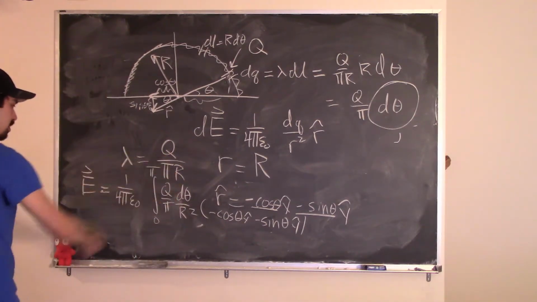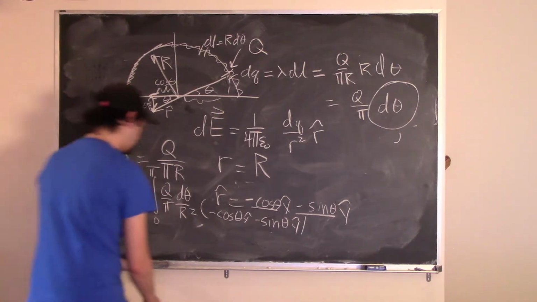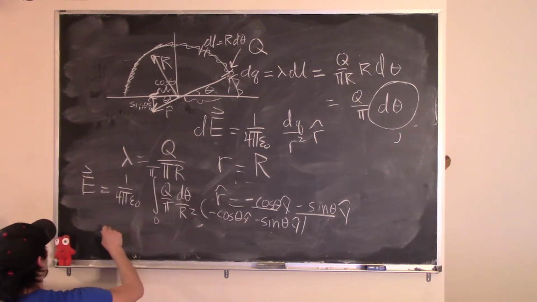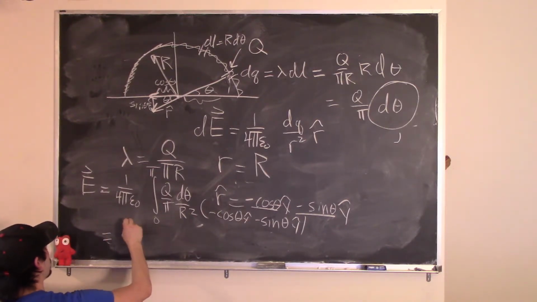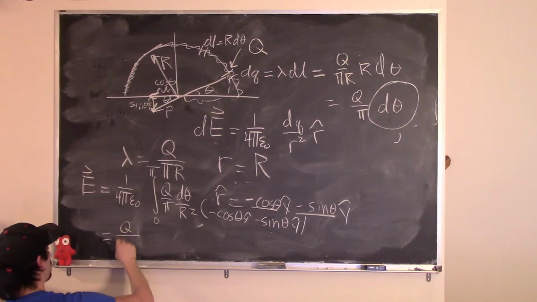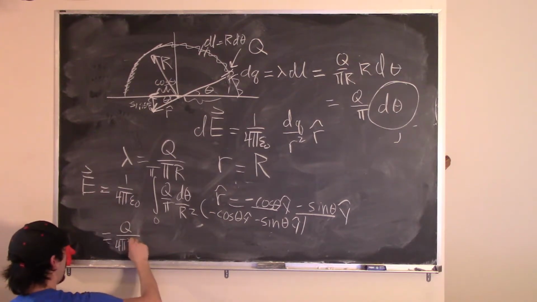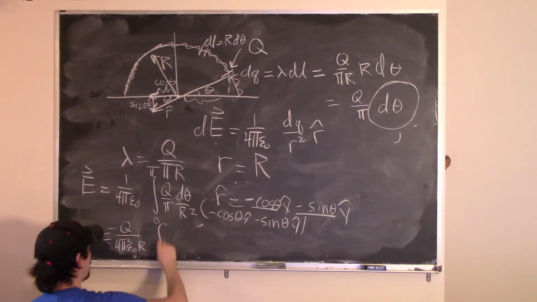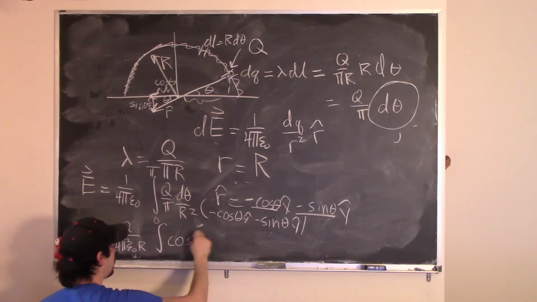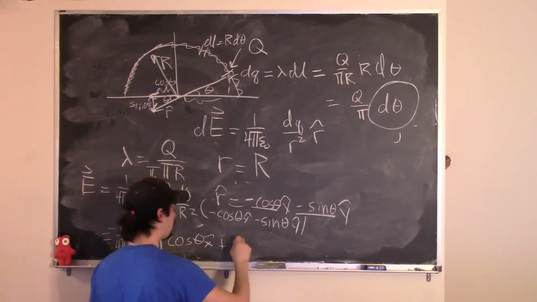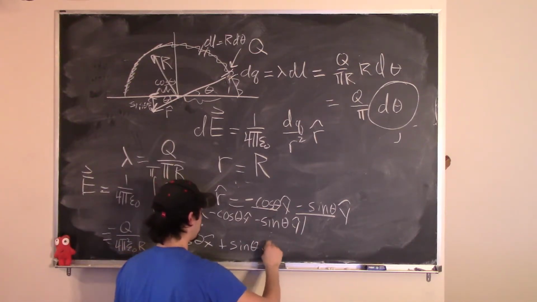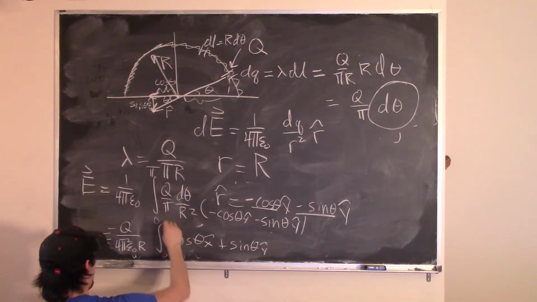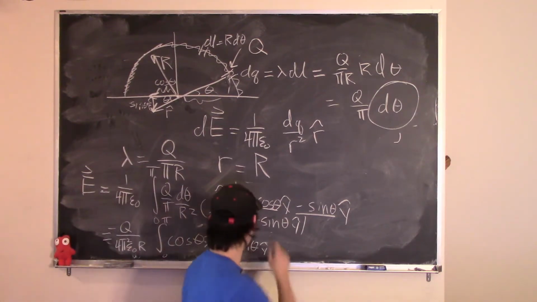So let's pull out some of the constants here and then do the integral. And so what we end up seeing here is this is going to be equal to q divided by 4 pi squared epsilon naught r times, with a negative sign, the integral of cosine of theta x hat plus sine of theta times y hat, from 0 to pi. Okay, so let's do this integral.